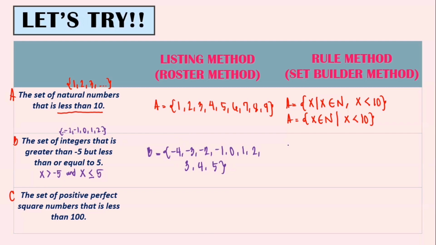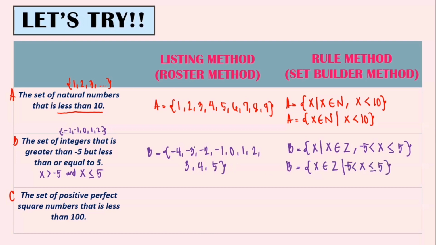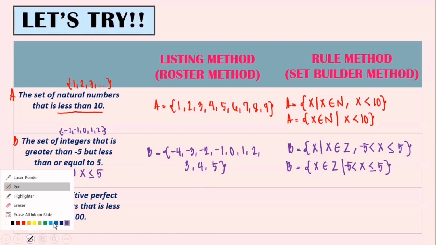Okay, kung isusulat naman natin to using our set builder method, so we have the set of all x such that x is an element of integer, okay, where x is greater than negative 5, but less than or equal to 5. Okay, or another way, we have the set of integer x, okay, such that x is greater than negative 5, but less than or equal to 5. Okay? Next, letter C. Set C naman tayo.